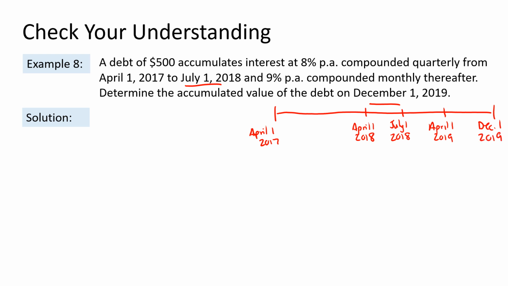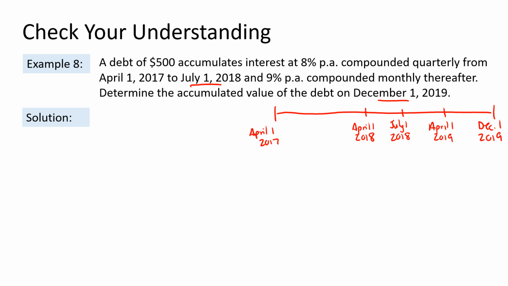Okay, so I'm just showing you how I build this timeline. A lot of times I find it easier to start in 1 year increments and then place these dates, if they don't neatly fit in this timeline, approximately where they need to be. So we need to do 2 calculations here.